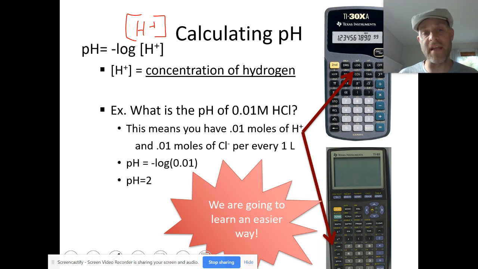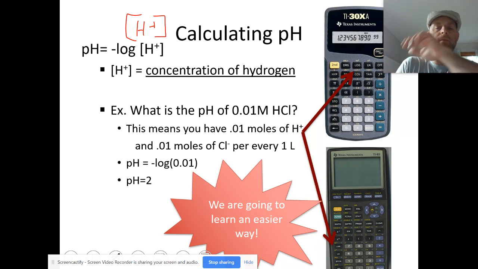All right, so for example, if I just told you the pH of a 0.01 molar solution of hydrochloric acid, HCl. Say, what is the pH of that? Okay, you could take your calculator and you could say, okay, well, negative log of 0.01. If you hit equal on your fancy little calculator, it would say 2.